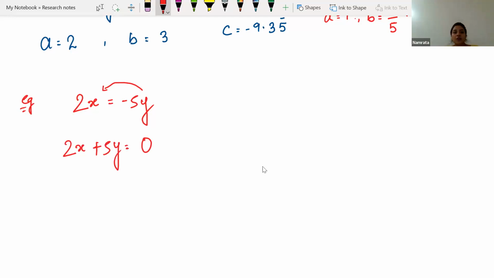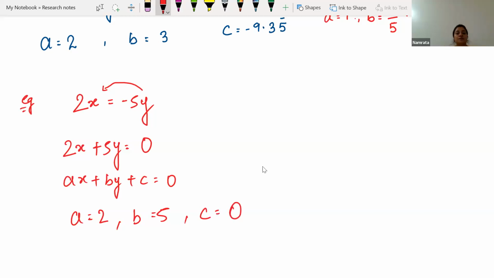Now, we don't have any constant number, so we can't focus on that. Now, we can say it looks like ax plus by plus c is equal to 0. What is our a value? Simple, 2. What is our b value? Very simple, it's plus 5. And what's our c value? There is no c in our equation, so basically the c value is 0.